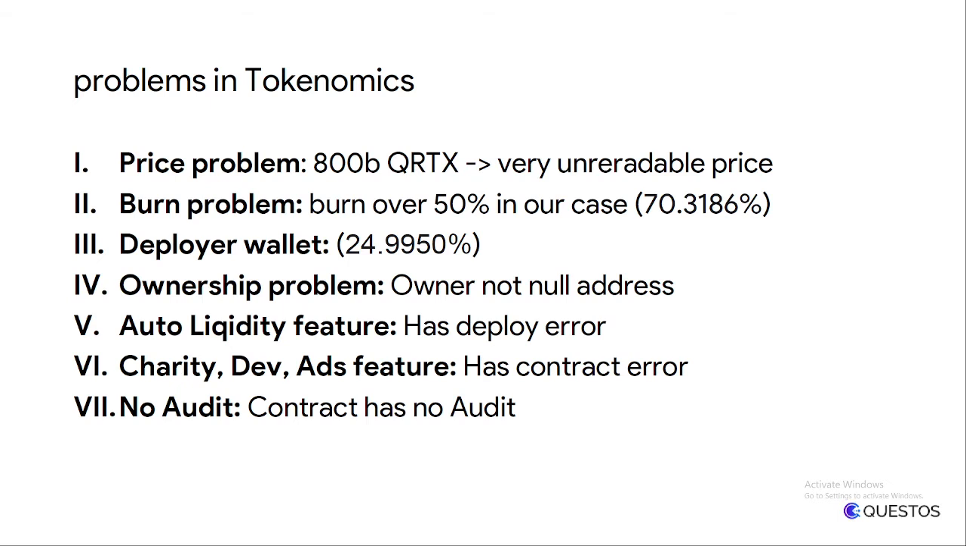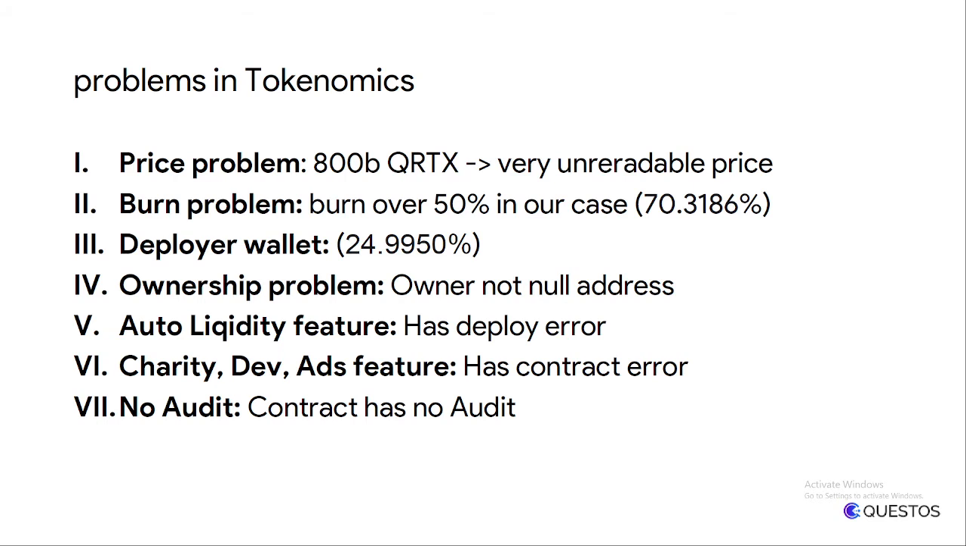The next thing is that the deployer or developer wallet has 24.99%, so like 25% of the total supply, and that's also not good, and something that scares a lot of new investors, and that we will change. And the next thing is that the ownership is not the null address. This will also be displayed in some of the lists as a risk, and that is something we should change.